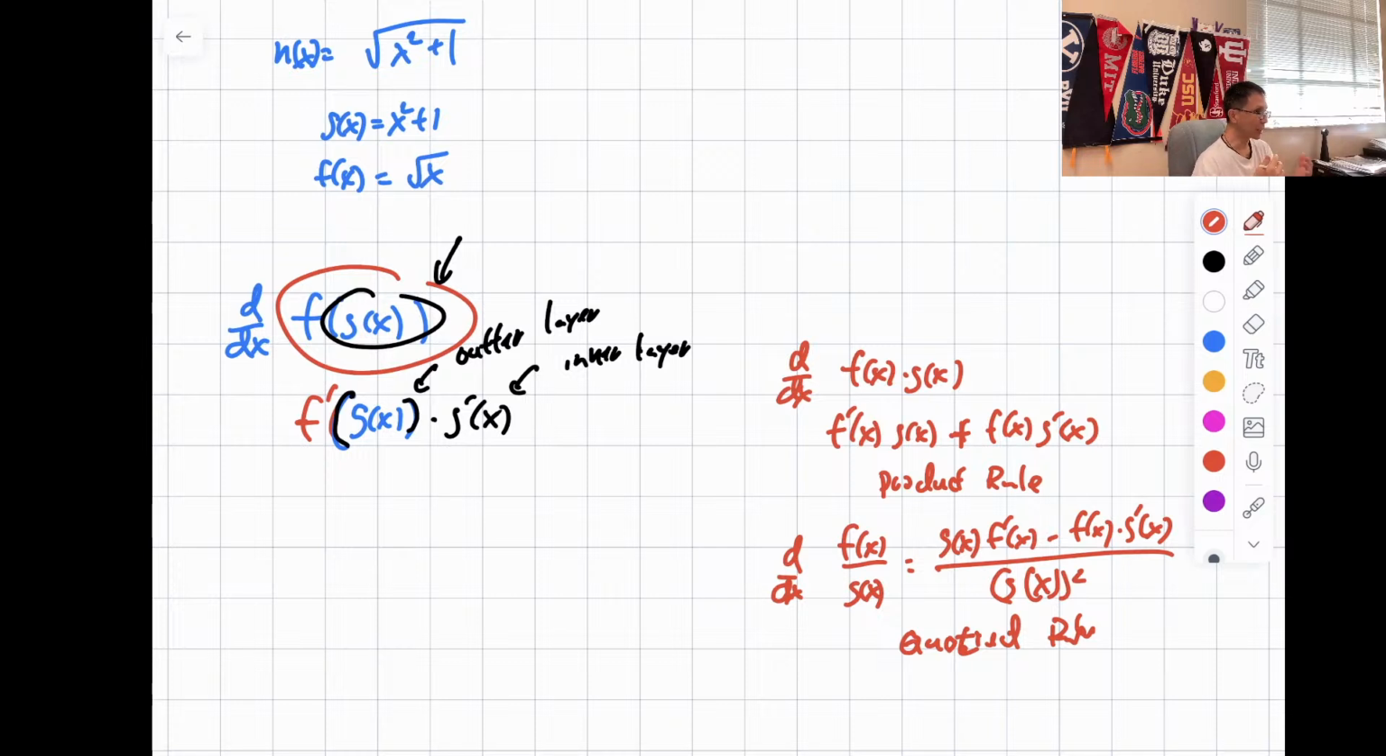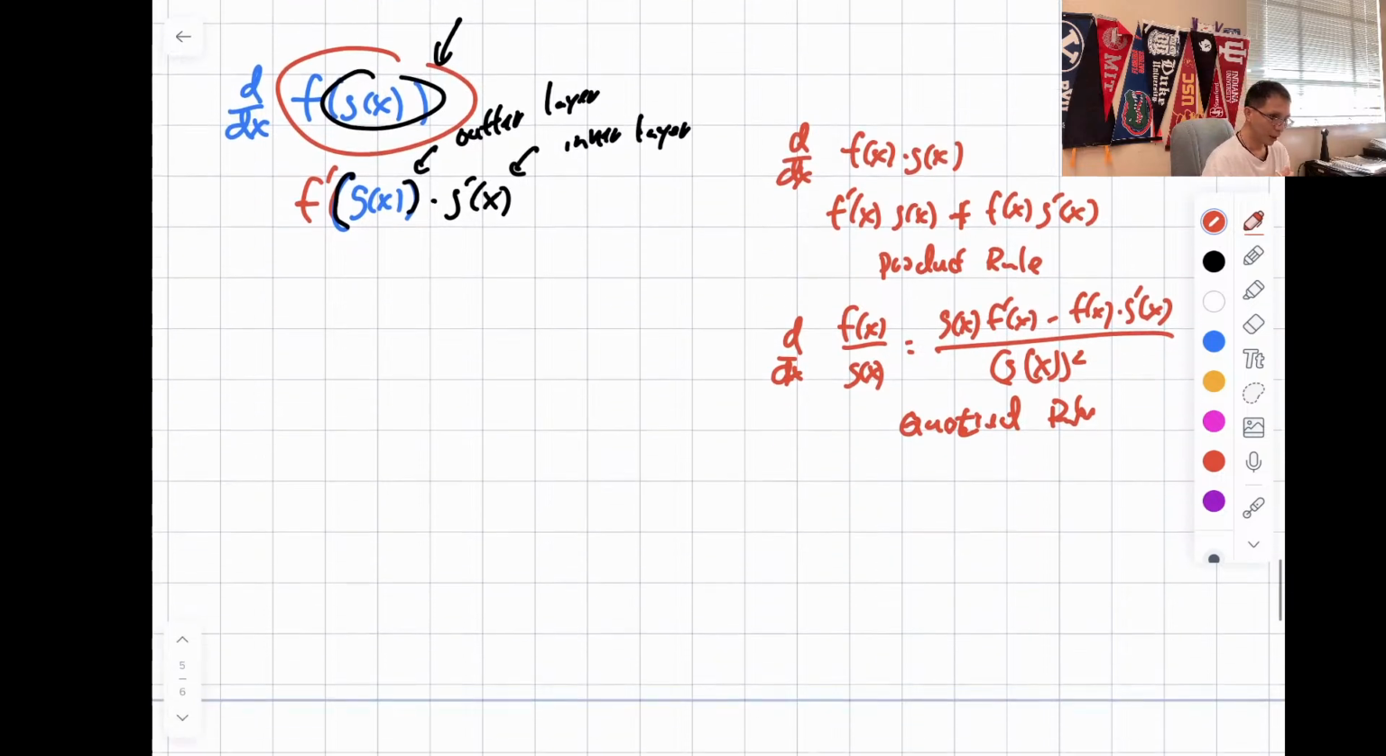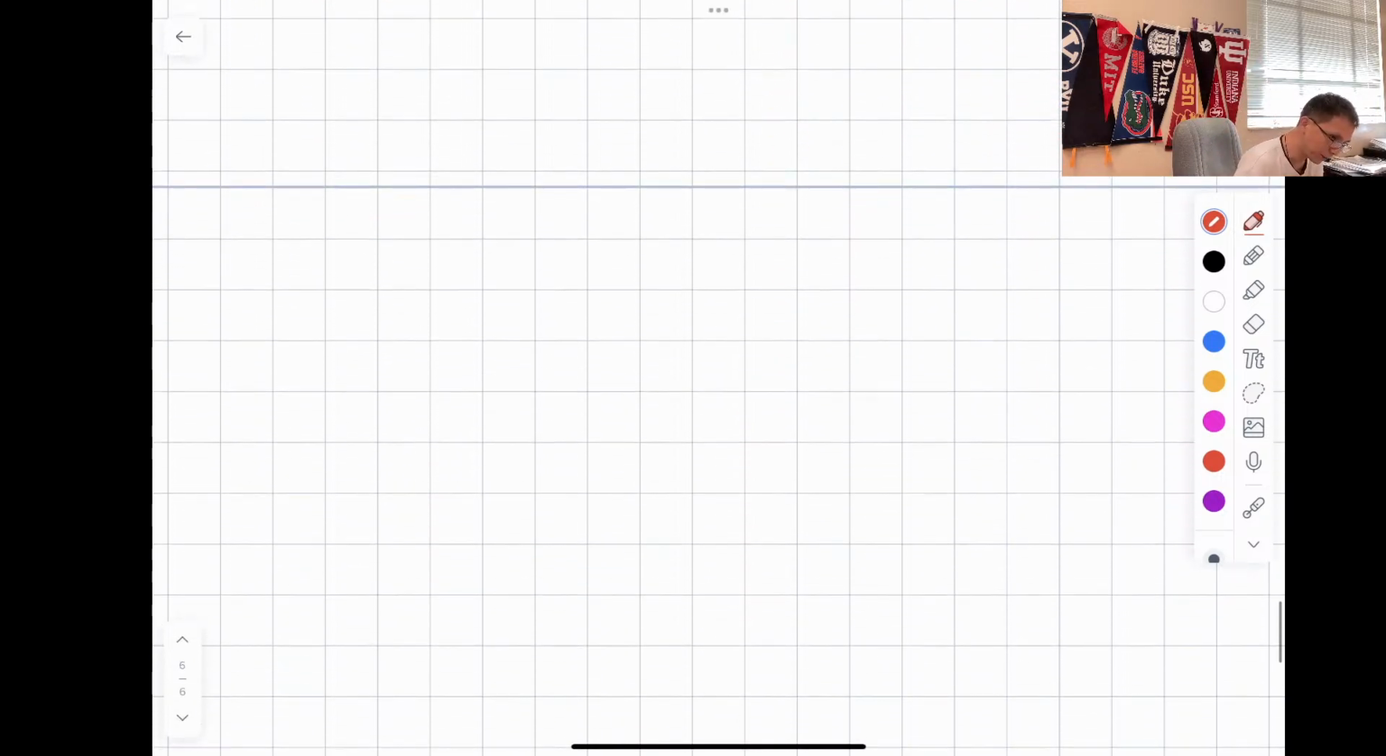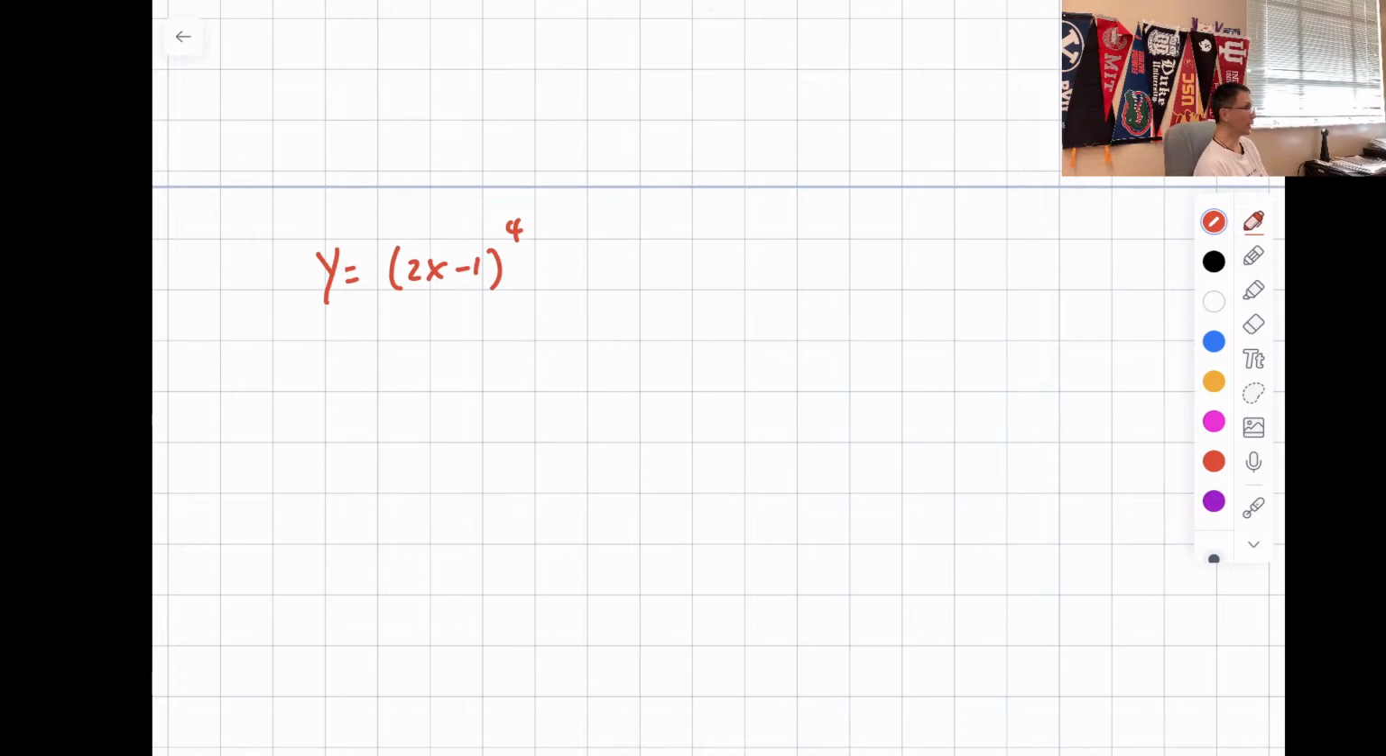Now we're gonna start taking derivatives of this. I'm gonna give you the first function. Is it possible for you to take a derivative of, let's just say, 2x minus 1 to the 4th power? Now I want to take a derivative of this. This is the first time I have something to the 4th power.